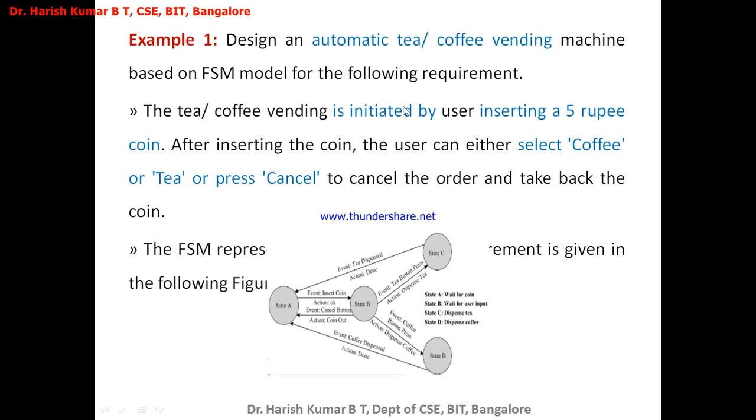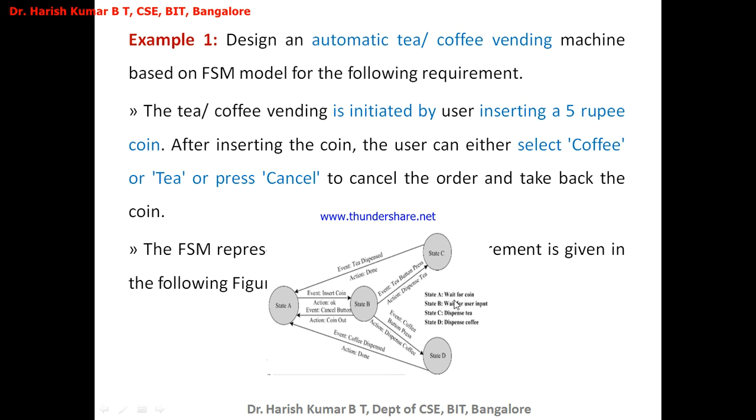Now we have one more example here, which is an automatic tea or coffee vending machine. Even this can be modeled using the FSM, finite state machine model. This is the diagram which you're seeing here, the finite state machine model. So it has 1, 2, 3, 4 states. So this is the start state. Coffee or tea vending is initiated by inserting a 5 rupee coin. You can see the states here.